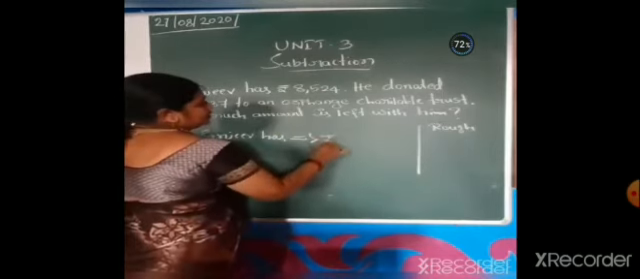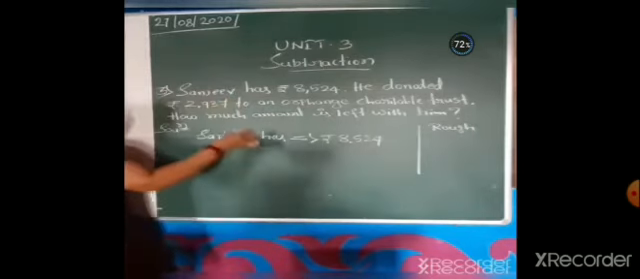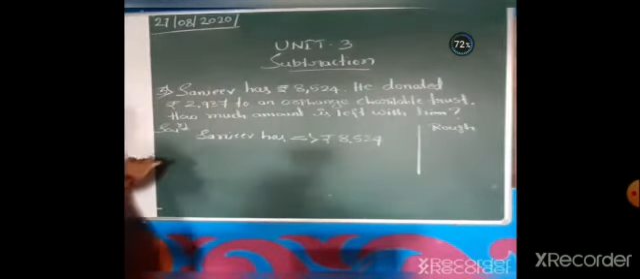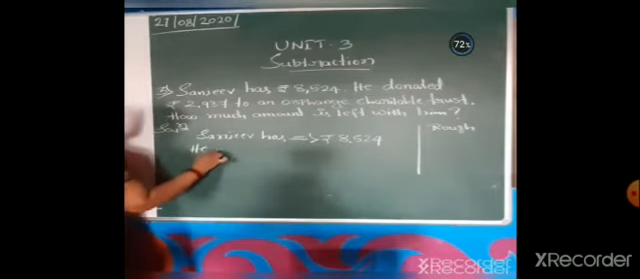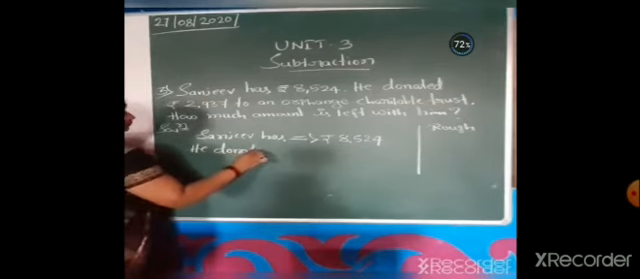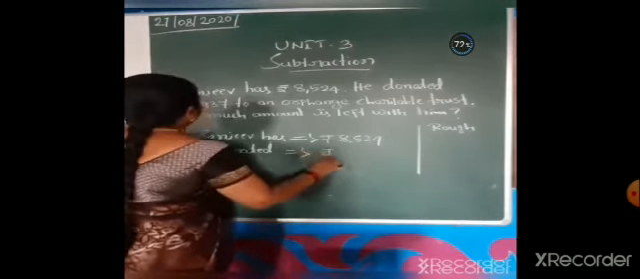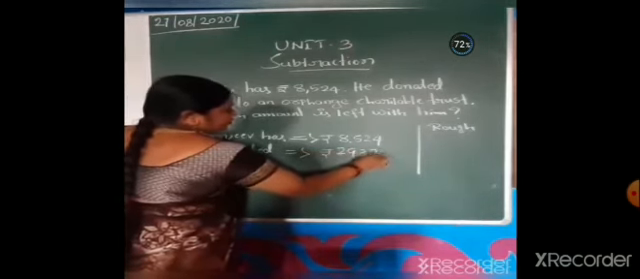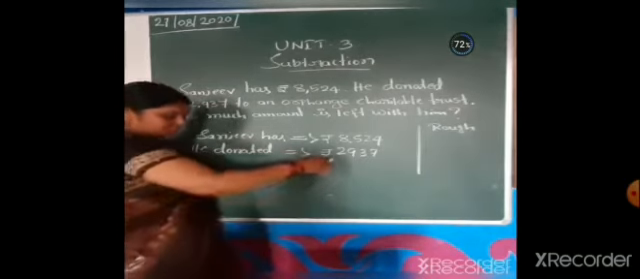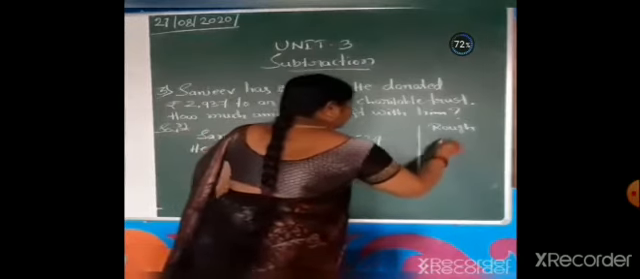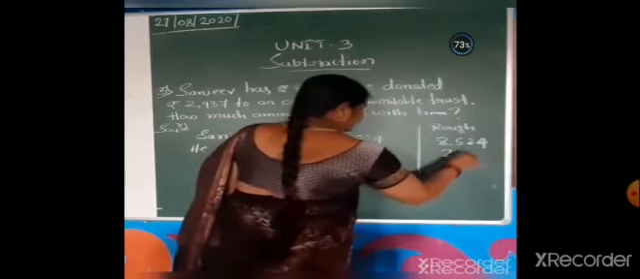Now we start with the statement. How many rupees did Sanjeev have? 8524 rupees. In that, how much did he donate? 2937 rupees. When we are writing rupees, you must write the symbol of the rupee. Okay. So now we take the rough. In that rough we subtract 8524 rupees minus 2937 rupees.